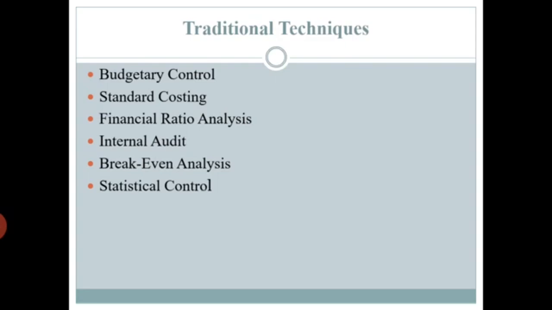Okay, then break-even analysis. This is also a traditional method of controlling. Break-even analysis is an analysis of the interrelationship between the cost of production, volume of production, and the amount of profits. Okay, it is also known as cost-volume-profit analysis. Costs are of two types: fixed cost and variable cost. The relationship between cost of production and volume of production is reflected in such type of analysis.